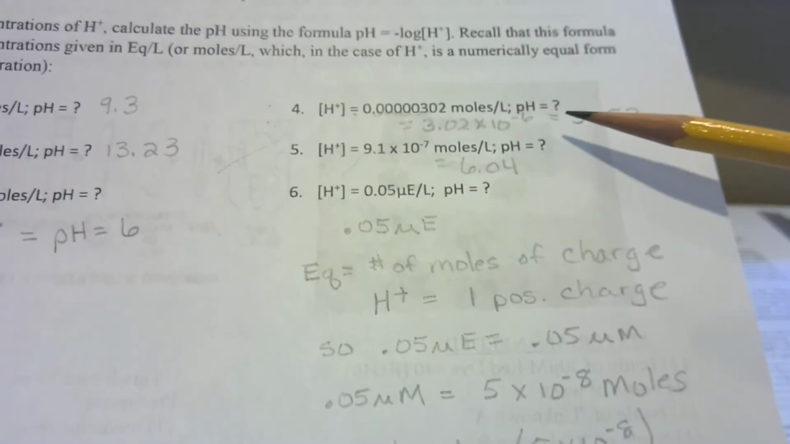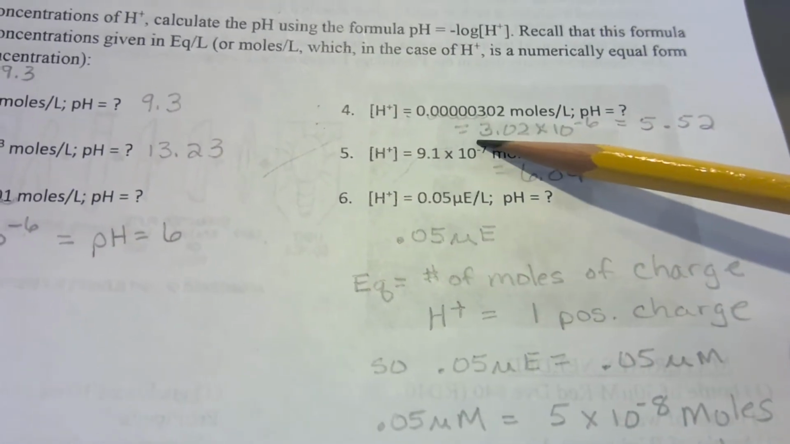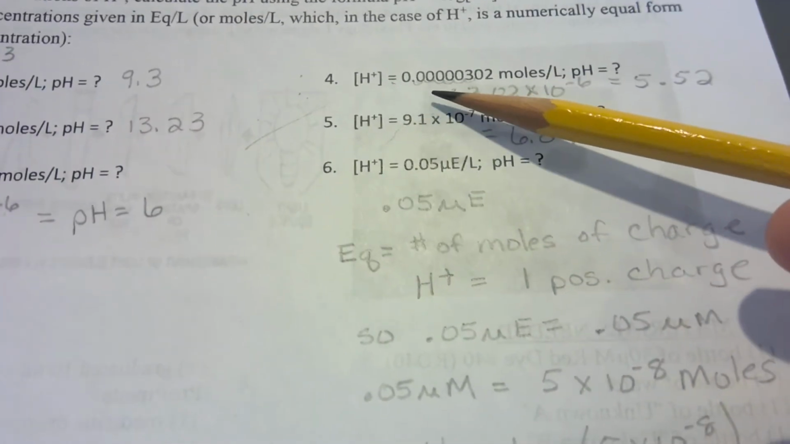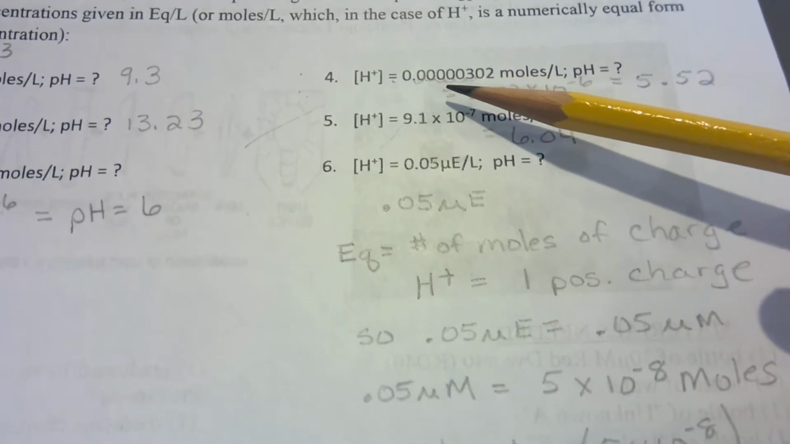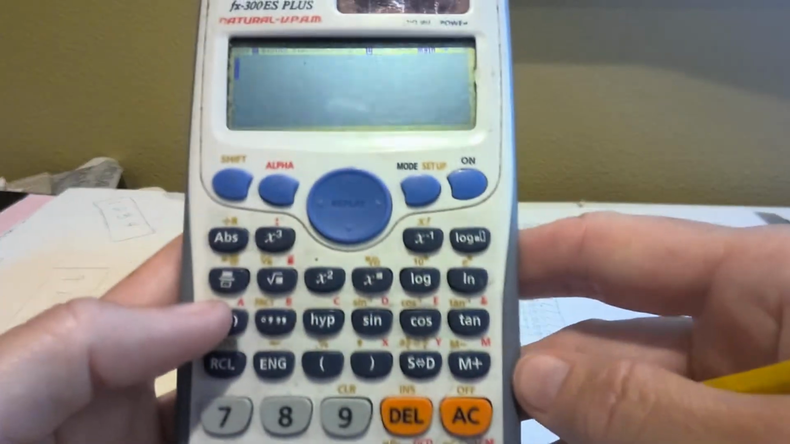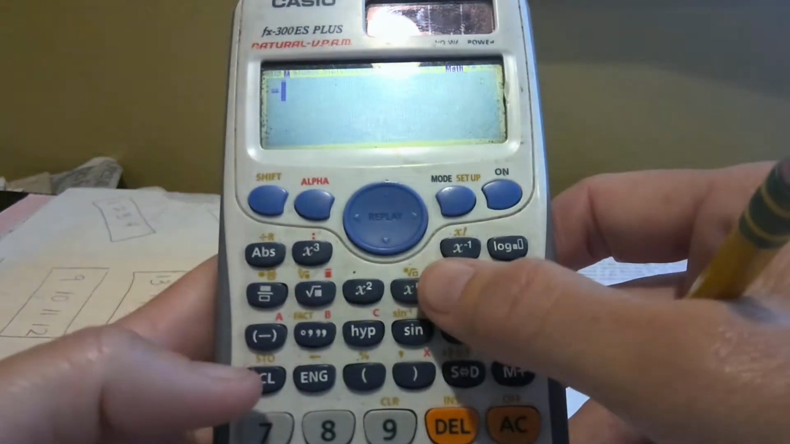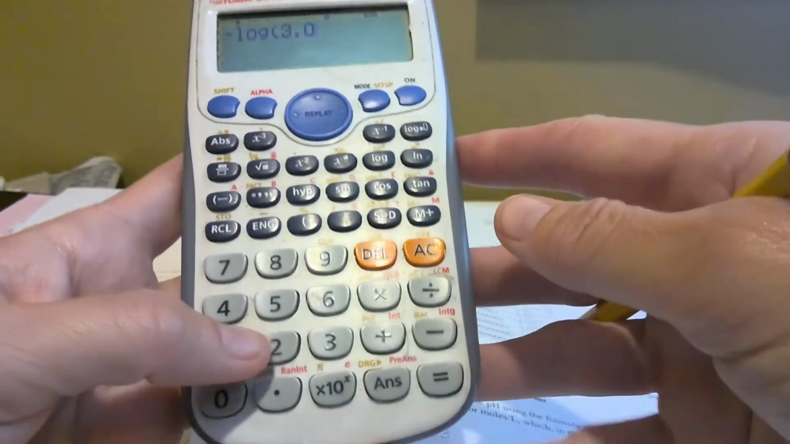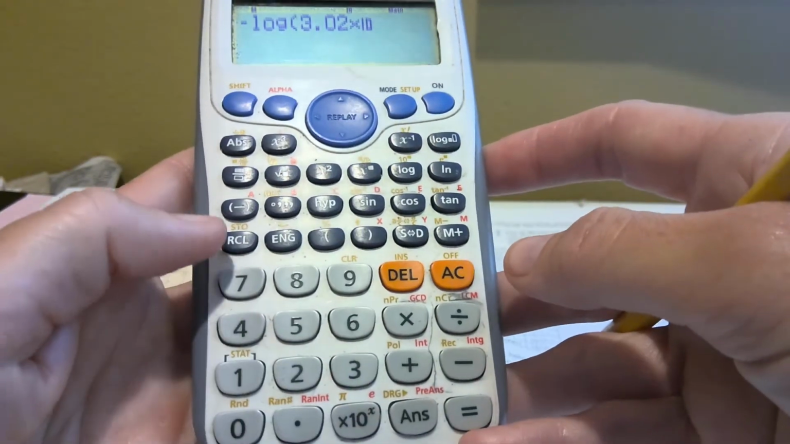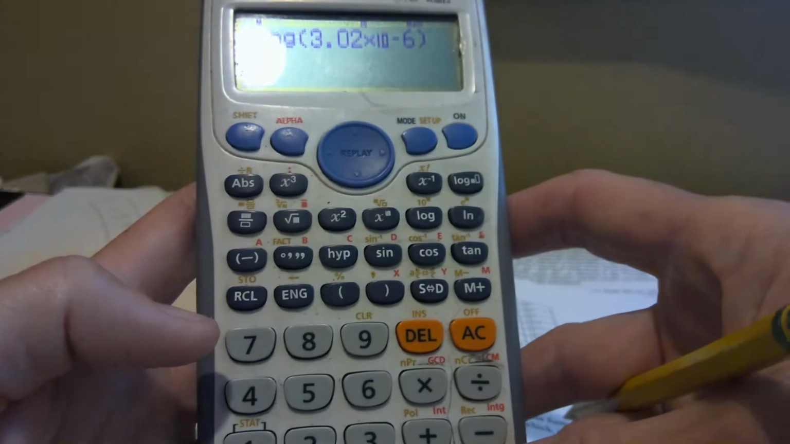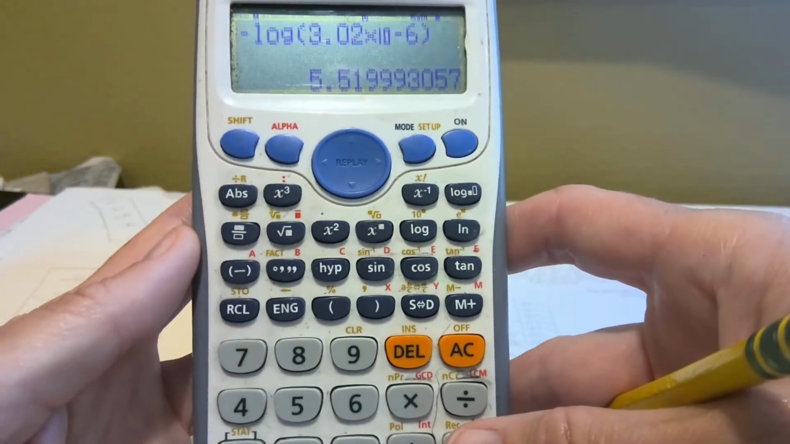And then over here, again, you would put this in scientific notation, and you would get 3.02 times 10 to the negative 6. 1, 2, 3, 4, 5, 6. 3.02 times 10 to the negative 6. How do I put that in my calculator? Again, I hit the negative sign, then log, 3.02 times 10. I hit my negative sign to the negative 6, close parentheses, and I get 5.52 for a pH.